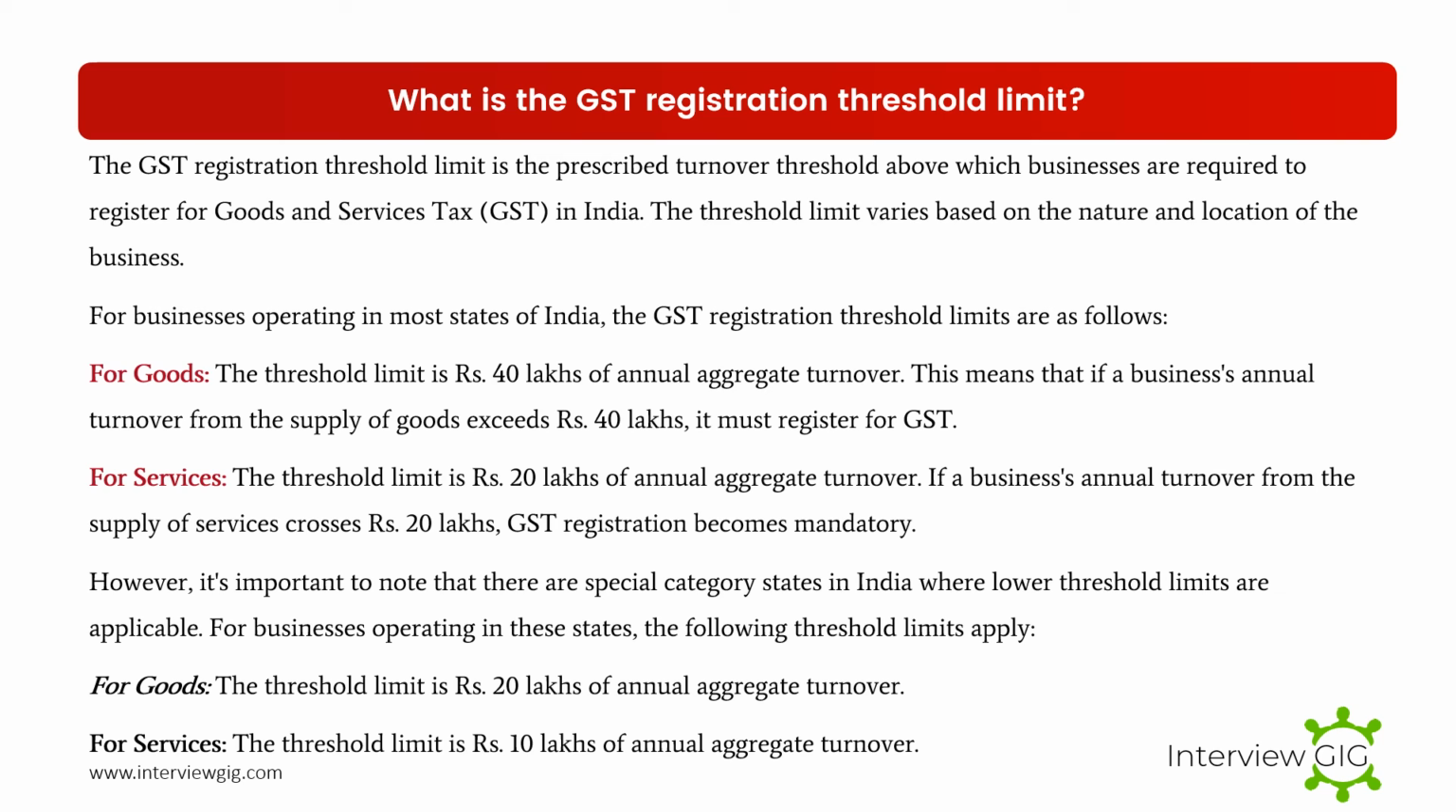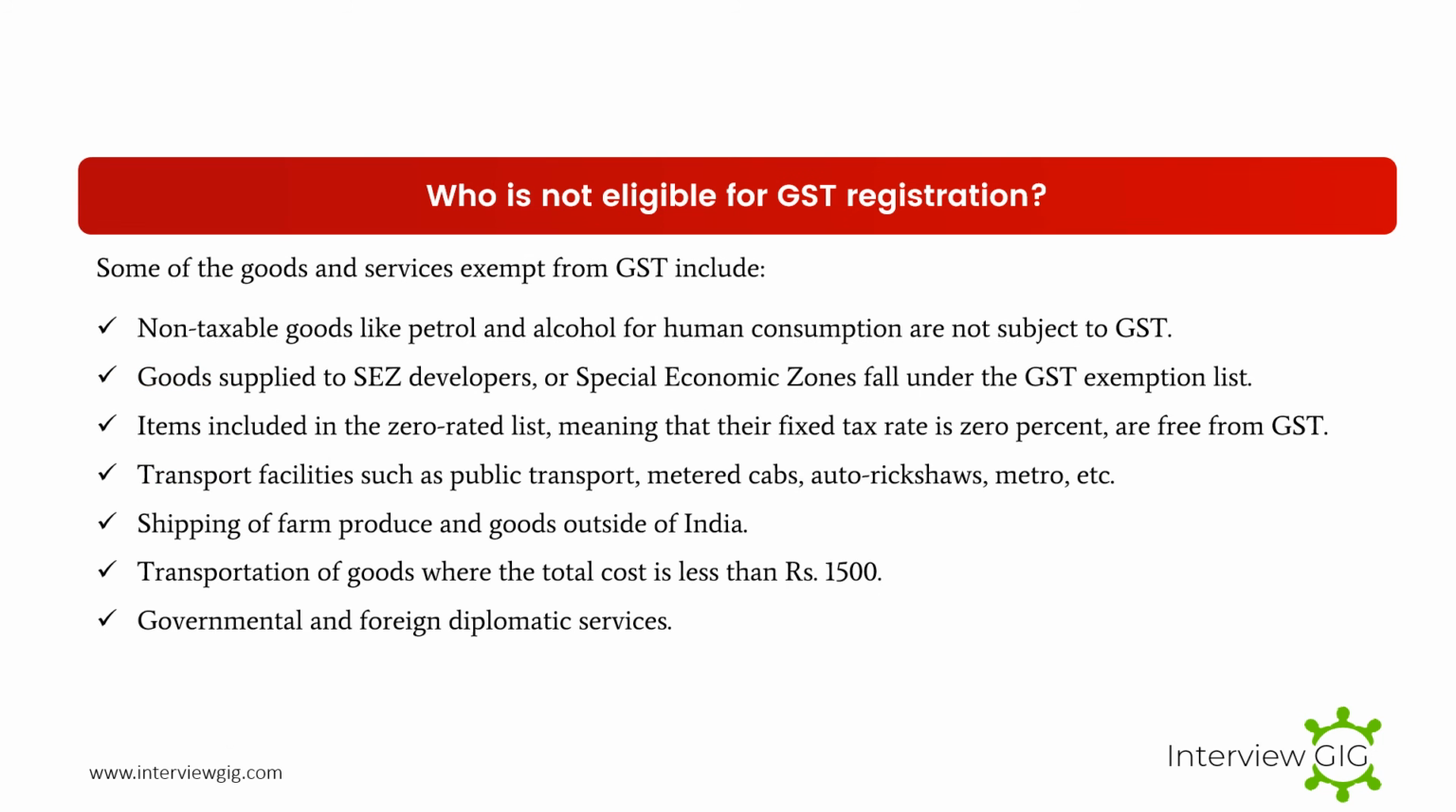However, it's important to note that there are special category states in India where lower threshold limits are applicable. For businesses operating in these states, the following threshold limits apply. For goods, the threshold limit is rupees 20 lakhs of annual aggregate turnover. For services, the threshold limit is rupees 10 lakhs of annual aggregate turnover. Who is not eligible for GST registration?